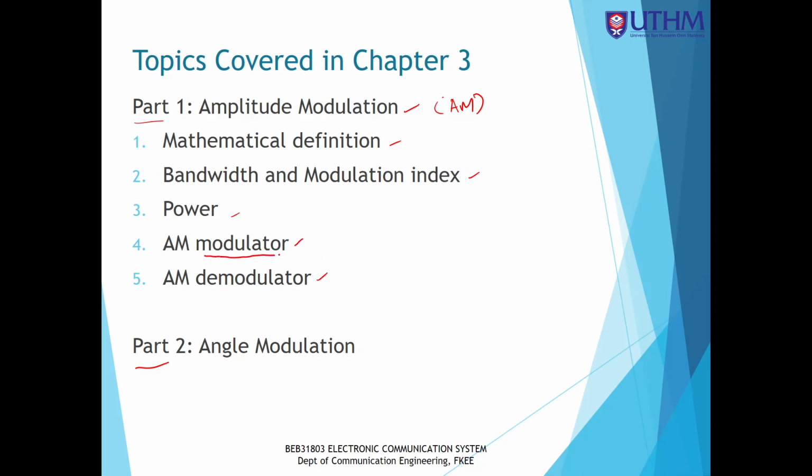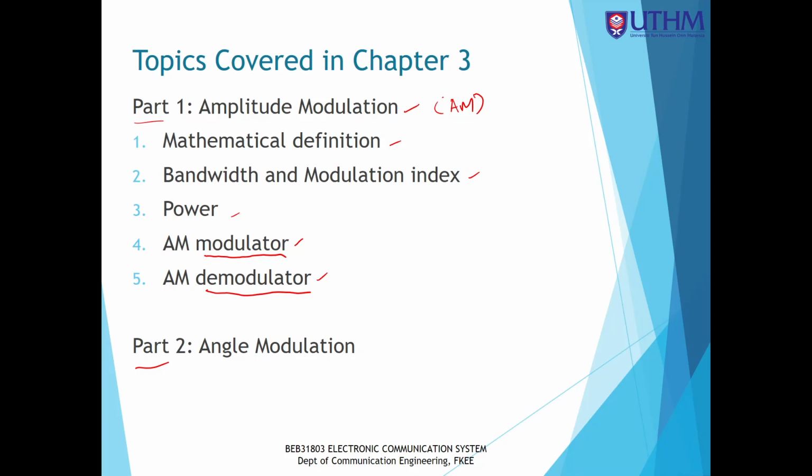So the modulator is a part of the transmitter. It is a circuit, not a single component. It is a group of circuits within the transmitter that does the process of modulation. The demodulator is part of the receiver, which does the process of demodulation. So the demodulator is not a single component. It consists of a circuit of components.